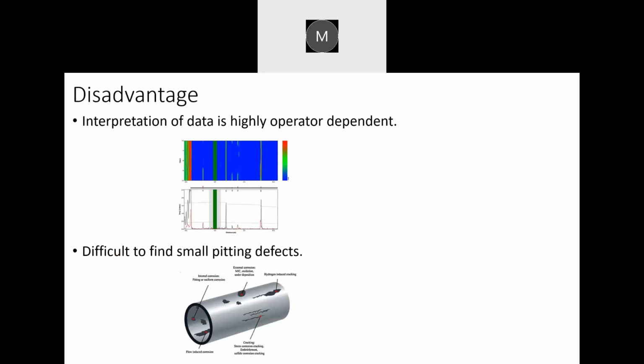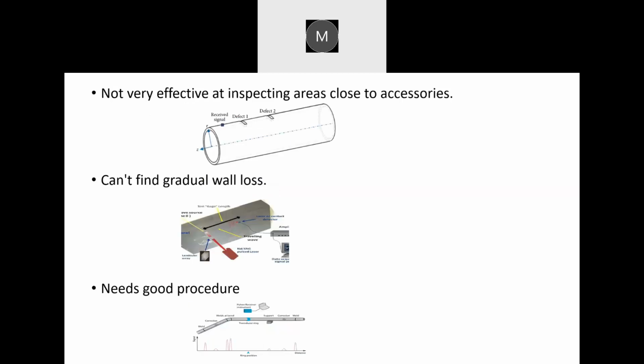The next is disadvantages. First point is that interpretation of data is highly operator dependent. The next is that it is difficult to find small pitting defects in pipe. Third, it is not very effective at inspecting areas close to accessories. And next, it can't find gradual wall loss. And last, it needs a good procedure.